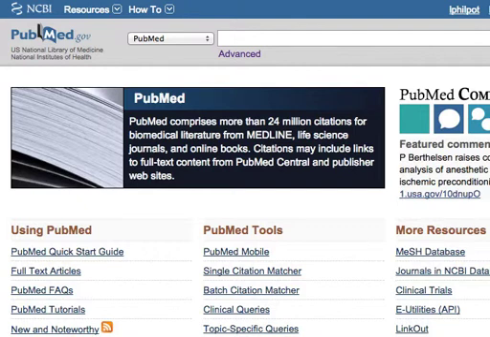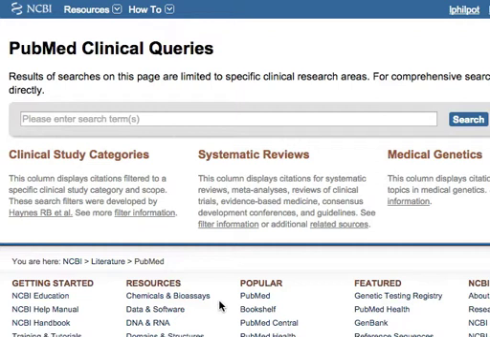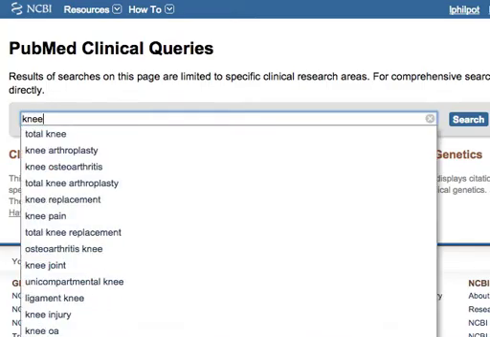But the faster thing to do is go to the clinical queries, and you can enter in some search terms here. So I'm going to keep it pretty simple just as an example. Say I'm working with someone who's interested in knee pain.